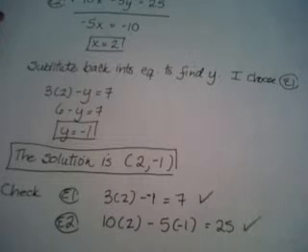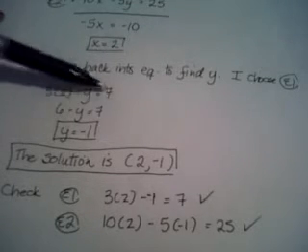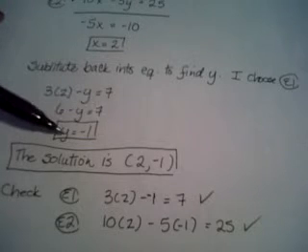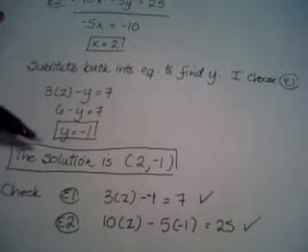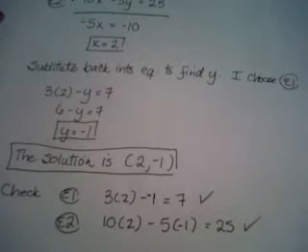So I go back into my equation 1, and I substitute 2 in for x, and I get 3 times 2 minus y equals 7. Solve it, 6 minus y equals 7, so y equals negative 1. This means my solution is 2 comma negative 1.